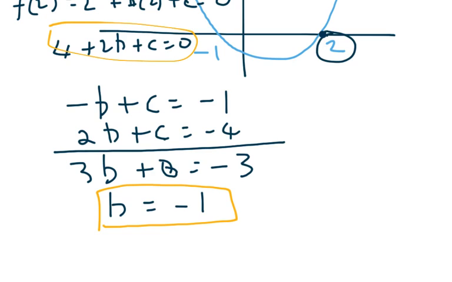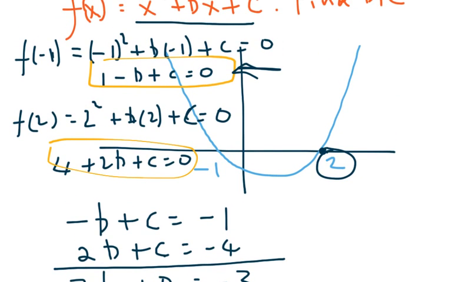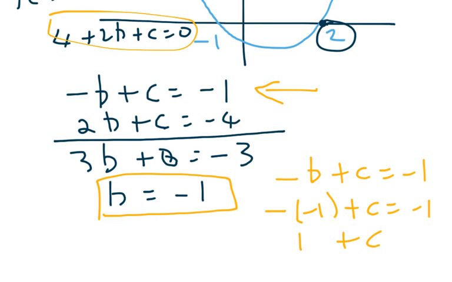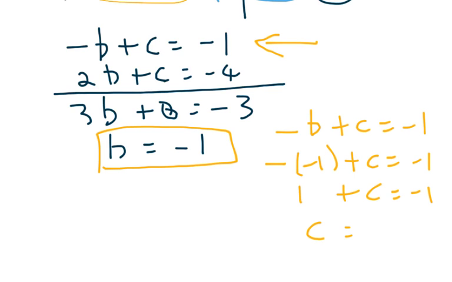And then if b is equal to minus 1, then I've got this equation here. I know that minus b plus c is equal to minus 1. So minus 1 plus c is equal to minus 1. Lots of minuses. 1 plus c is equal to minus 1. That means that c is equal to minus 2. So there's my final solution. I've got b is equal to minus 1 and c is equal to minus 2.